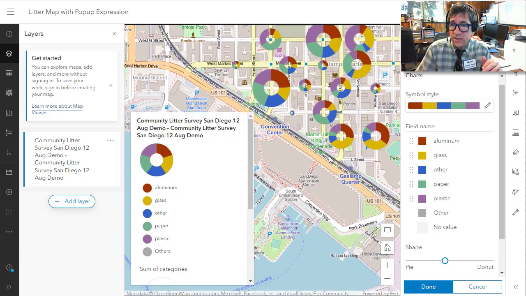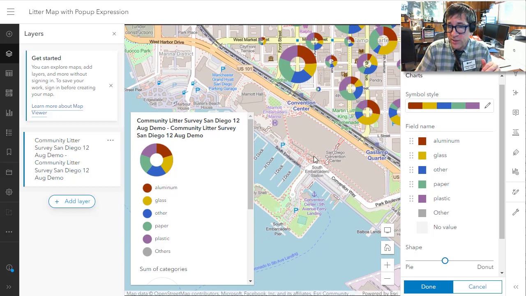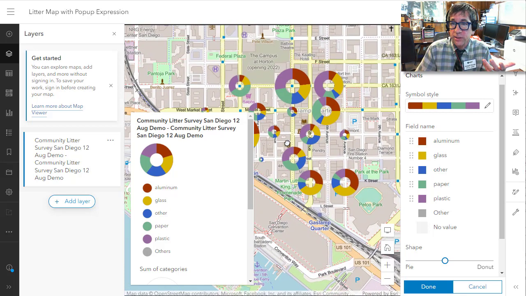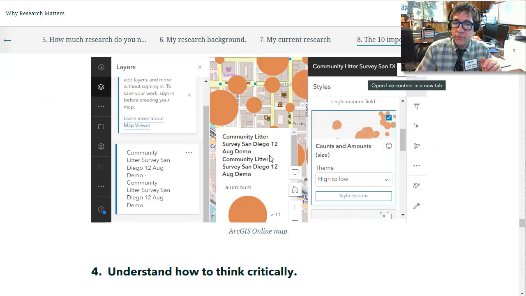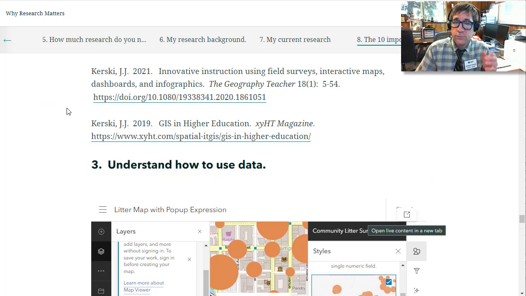What would I see across this light rail track? What would I see over by the convention center, etc.? So I'm asking additional questions. And what about other communities? And what have they done to address the litter problem? So that is an example of what I'm talking about here with how to use data.